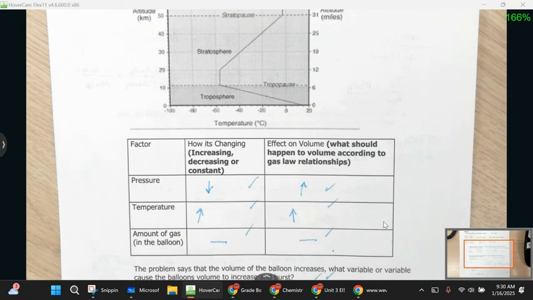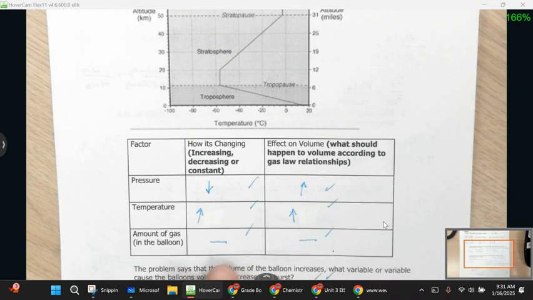The balloon is sealed, right? What does that mean for the amount of gas? It can't change. If this doesn't change, it can't have any effect on volume. If temperature goes up, volume and temperature are in a direct relationship, so volume would go up. Pressure and volume are in an inverse relationship. So if pressure is going down, what's that going to cause volume to do? Go up. So ultimately, what causes the balloon to explode? The pressure and the temperature, which are both trying to increase the volume.